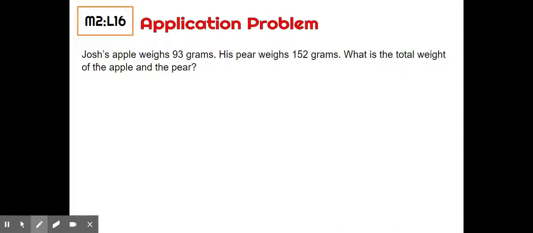So let's look. Josh's apple weighs 93 grams. His pear weighs 152 grams. What is the total weight of the apple and the pear? Okay, did you just say to yourself, oh, piece of cake, that's easy? It's just because it's larger numbers and the unit is in grams, don't let anything confuse you. It could be anything, but we're weighing in grams, and so it says all together.